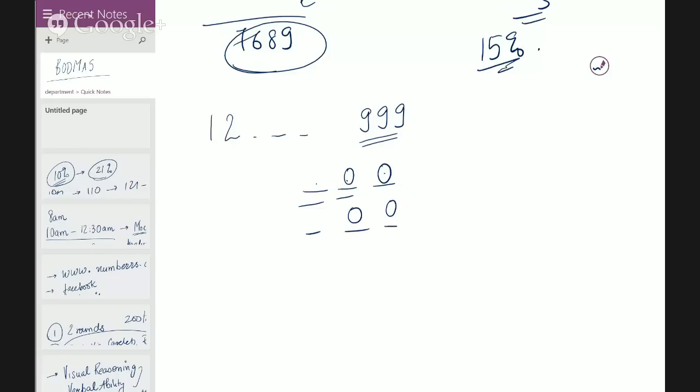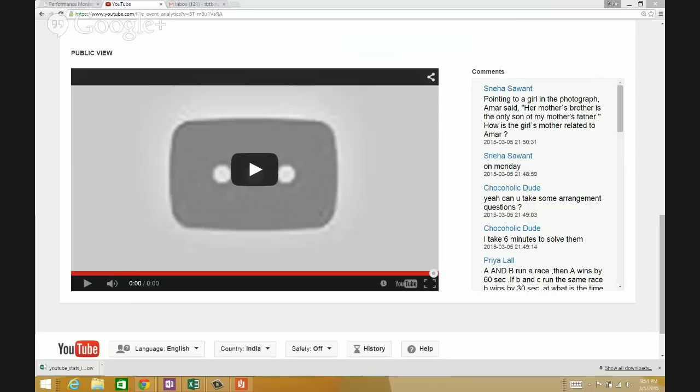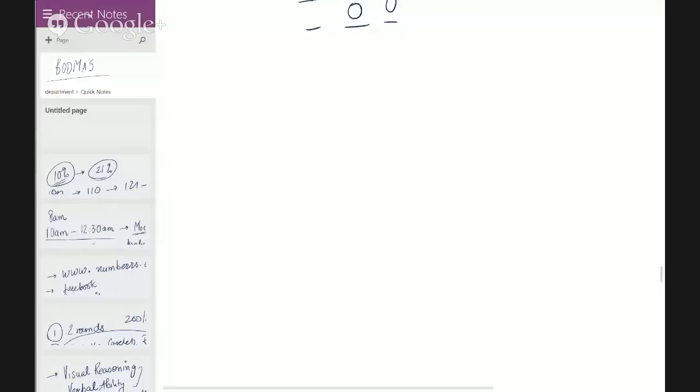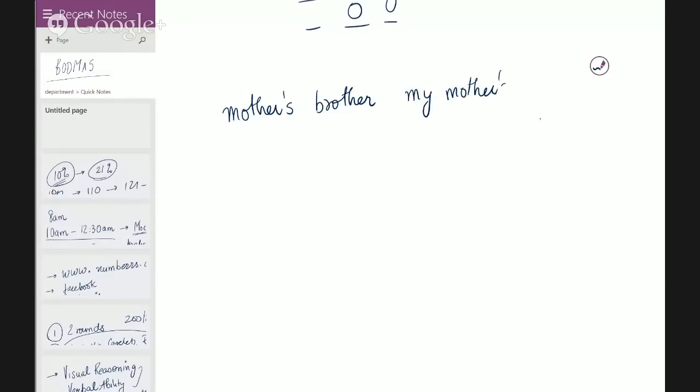Okay, pretty ordinary, right? Pointing to a girl in a photograph, Amar said, her mother's brother is the only son of my mother's father. Her mother's brother is the only son of my mother's father. So you start from behind all the time. My mother's father. So you start from here.